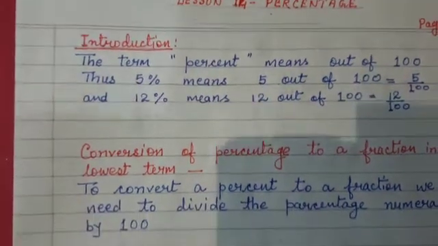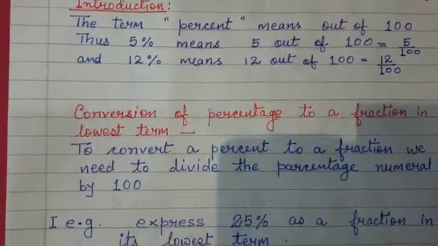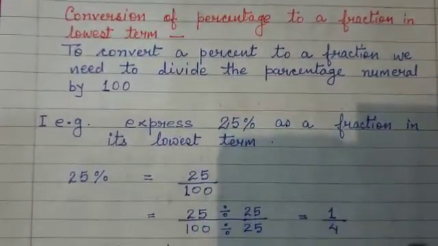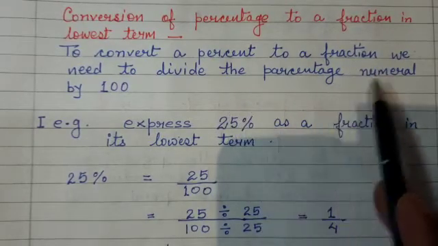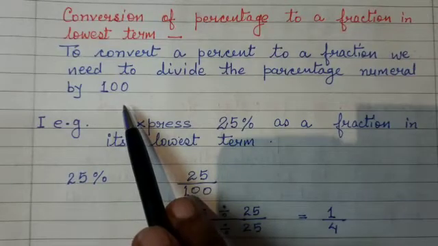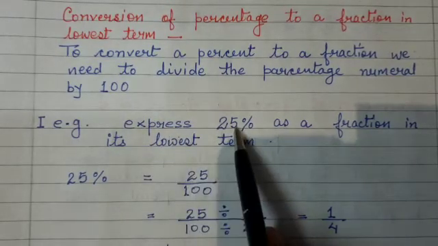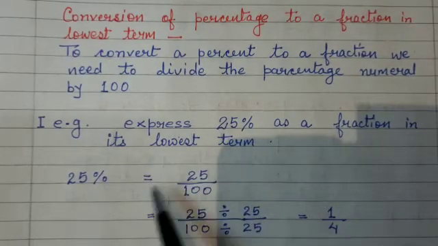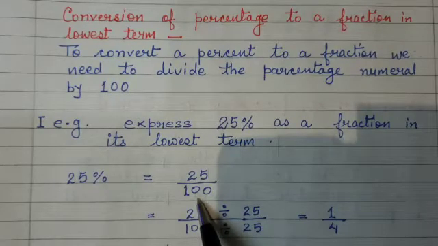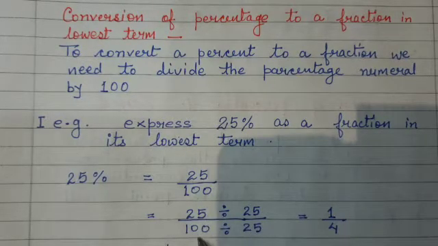Now, the question is how to convert a percentage to a fraction in its lowest term. To convert a percent to a fraction, we need to divide the percentage numeral by 100. Let's say, express 25% as a fraction in lowest term. 25% means 25 divided by 100. So 25 divided by 100 is the fraction. 25 is the numerator and 100 is the denominator. But we have to give the answer in the lowest term, so we need to simplify it.